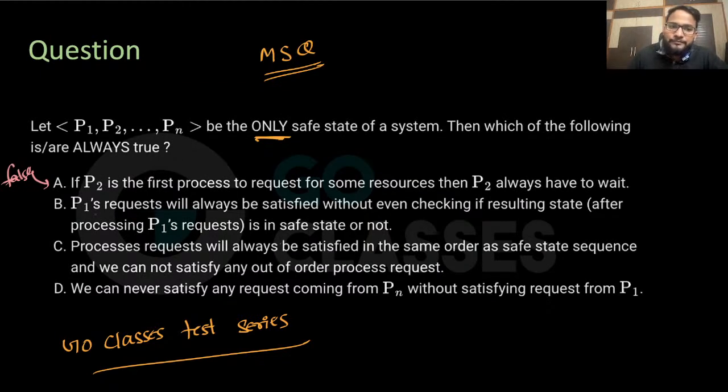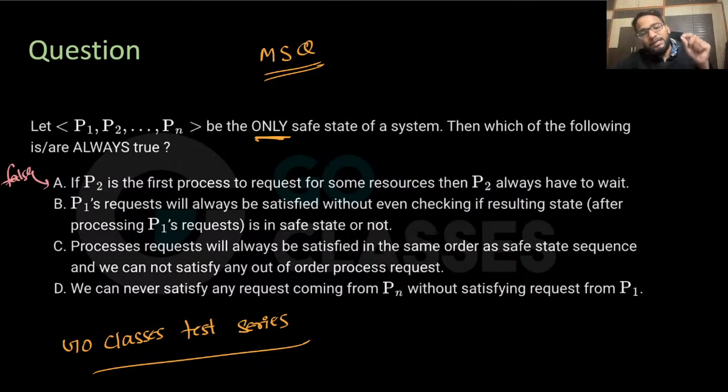Let's go to this. P1's request will always be satisfied without even checking if the resulting state after processing P1's request is in the safe state or not. So they are saying that if P1 is asking for something, then I can always give that to P1. Tell me if this is true or false.